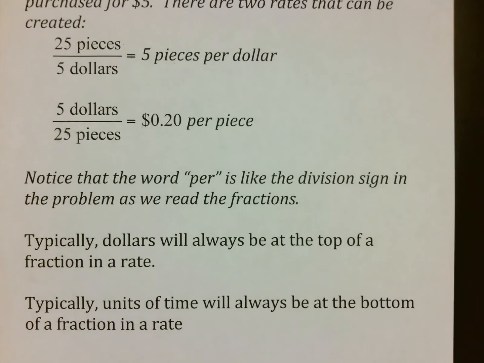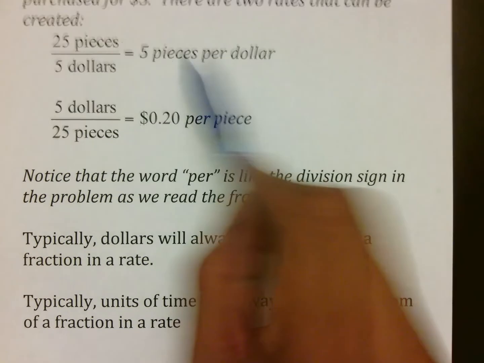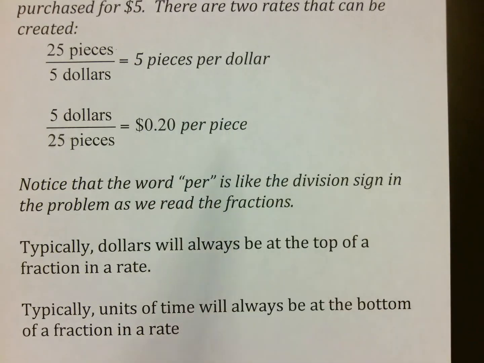Per means divided by. Whatever is second will go on the bottom. Typically in terms of two units that you deal with, dollars will always be at the top of a fraction in a rate. I haven't seen many things where it was pieces per dollar. Usually it is dollars per piece, because that's what your unit price is. And if you have any units of time like minutes, seconds, hours, days, they're usually going to be at the bottom. Think about how people get paid. It's dollars per hour, or people per day, or feet per second. Again, the time unit is typically on the bottom whenever you work with that stuff.